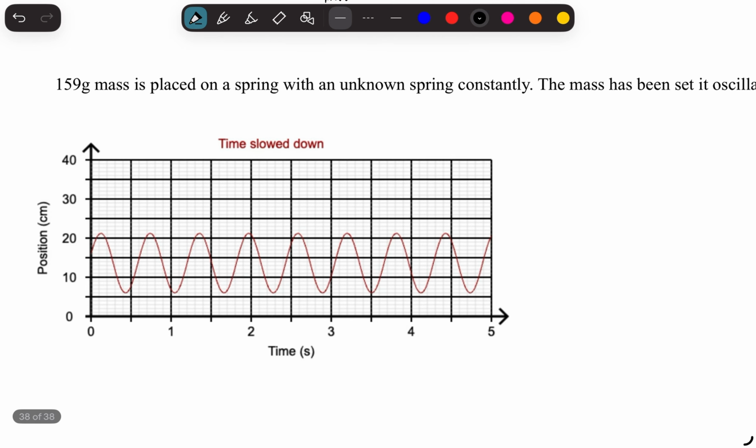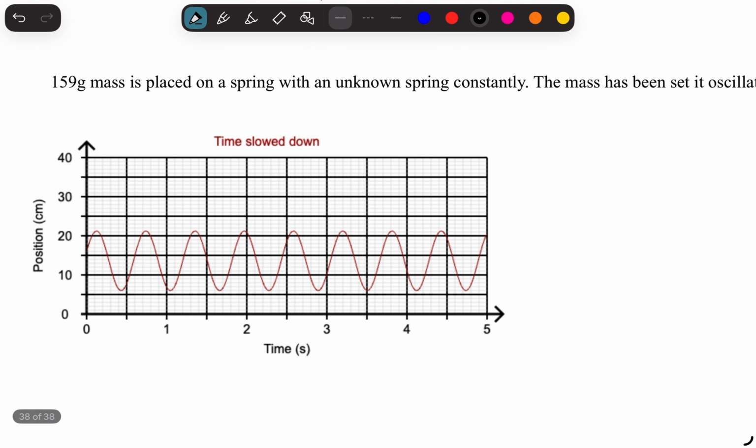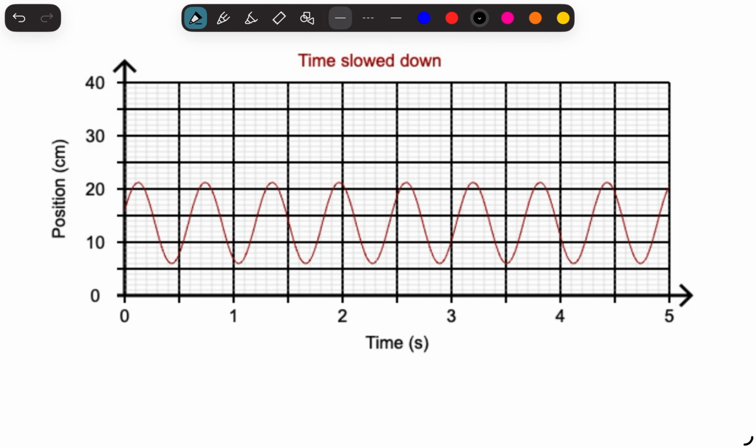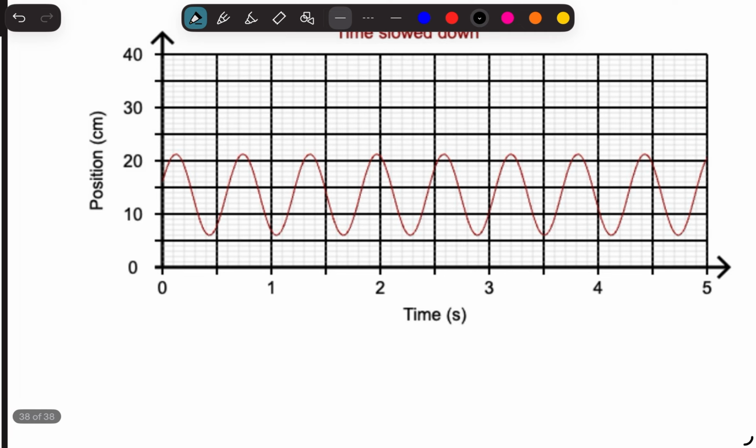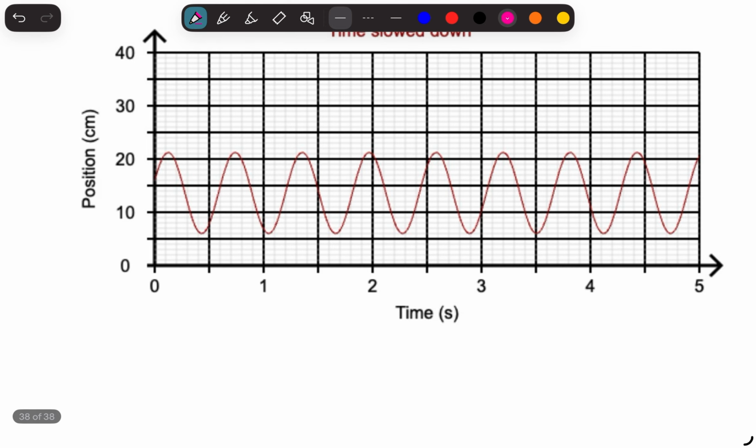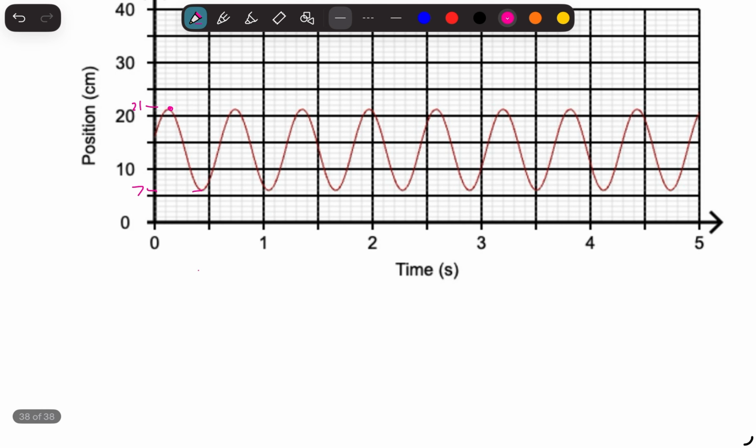In this question, what we want to calculate is the amplitude, the frequency, and the spring constant. For this first question, we can look at our graph and find the minimum position and a maximum position. We can see there's a max at 21, and a minimum at 7. So you can calculate your amplitude, which is equal to 21 minus 7 divided by 2. That's equal to 14 divided by 2, and that's going to be 7.